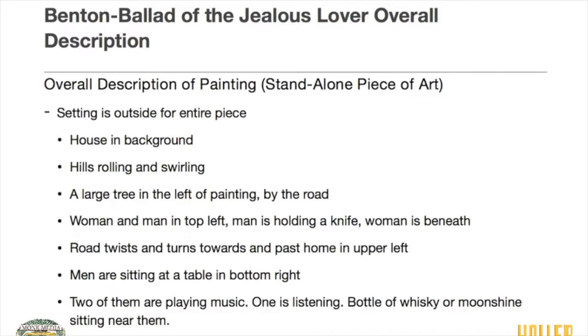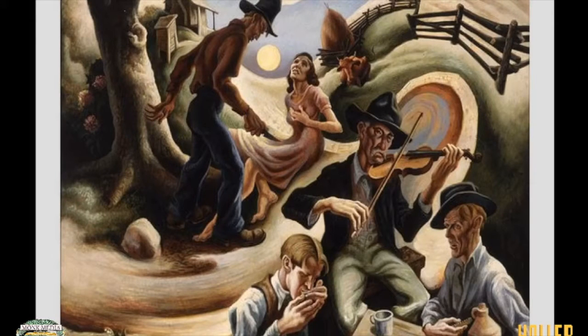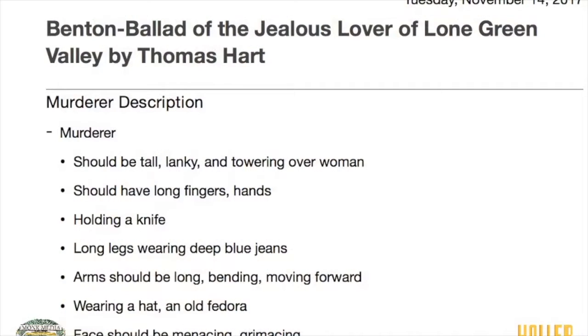Men are sitting at a table in the bottom right. Two of them are playing music. One is listening. A bottle of whiskey or moonshine near them. Cups on the table. Now this is an overall description of the painting. What we're going to do now is break down just the character, just the murderer. Okay? All right, so let's take a look at this.